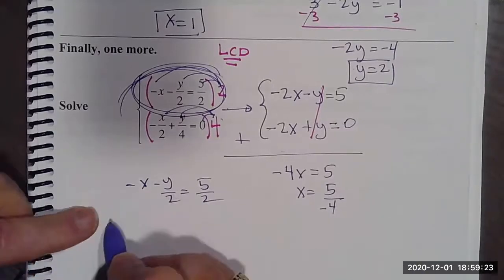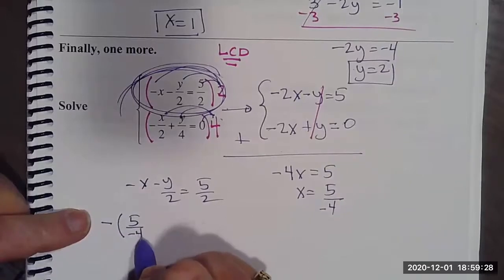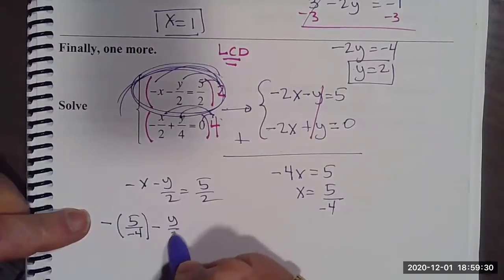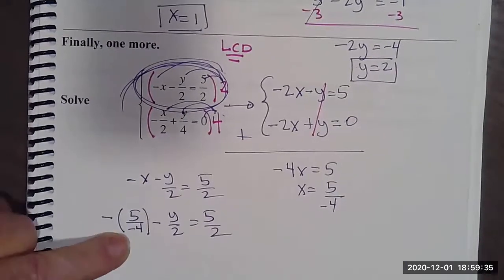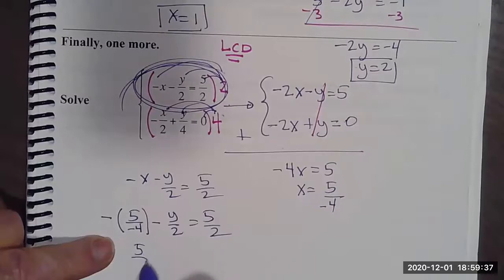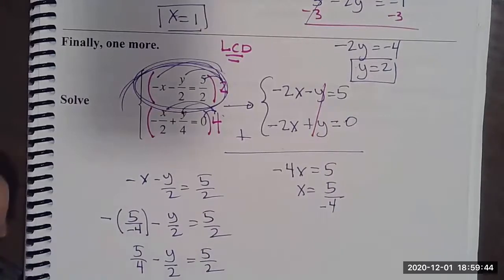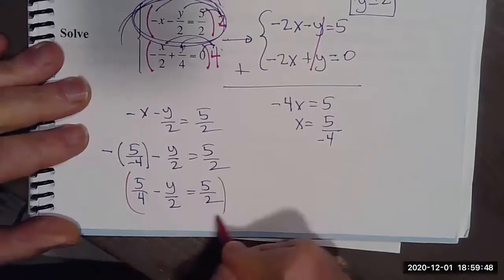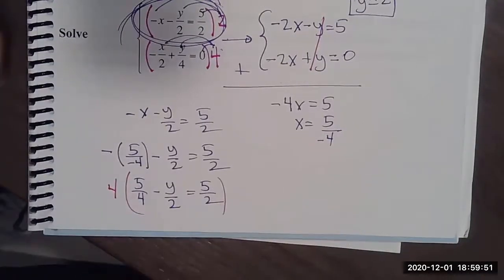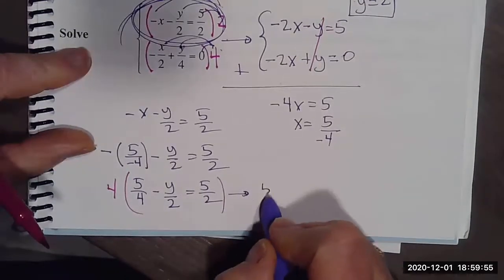Okay, x is 5 over negative 4, the way I wrote it. Subtract y over 2 equals 5 over 2. Two negatives make a positive, so I really have 5/4. Subtract y over 2 equals 5 over 2. Still going to use the LCD concept, which is 4. And then you distribute the 4 to everything. So that gives me 5.